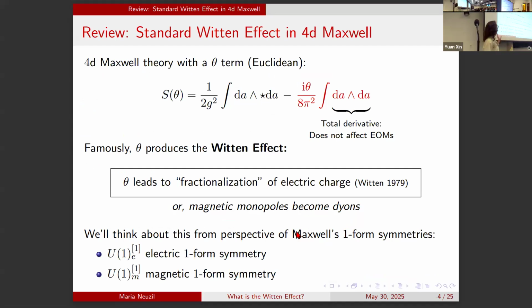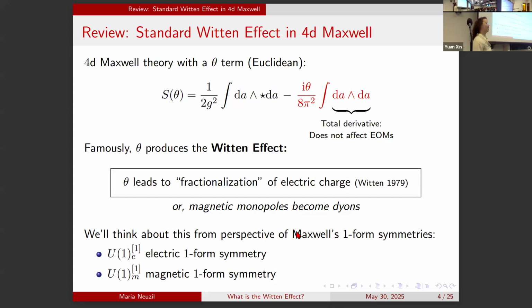So we're going to be doing 4D Maxwell theory with a theta term, and all my equations will be for Euclidean signature. So we just have our regular U(1) gauge theory, no matter, with a theta term. And the usual reaction to this is, well, okay, the theta term is a total derivative, so it's not going to affect the equations of motion. And furthermore, for a U(1) gauge theory, there are no instanton configurations like on R^4 or something. So you might say, okay, well, this term looks totally invisible, so why should we care about it?